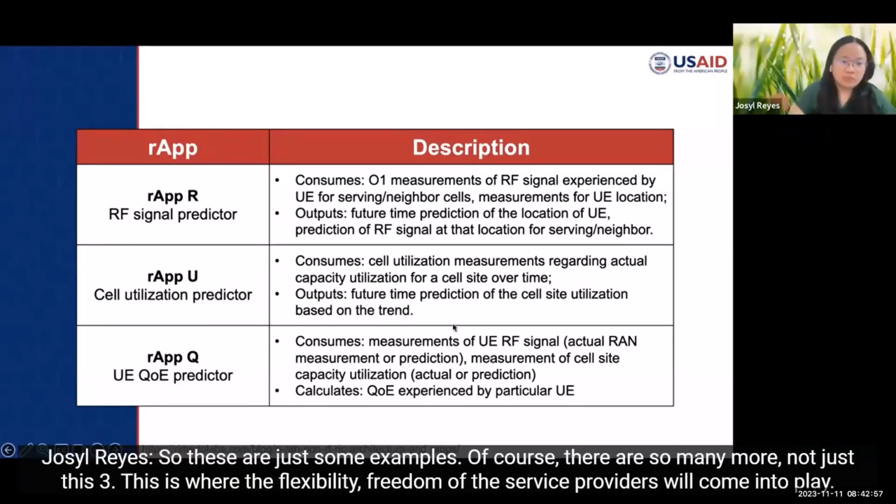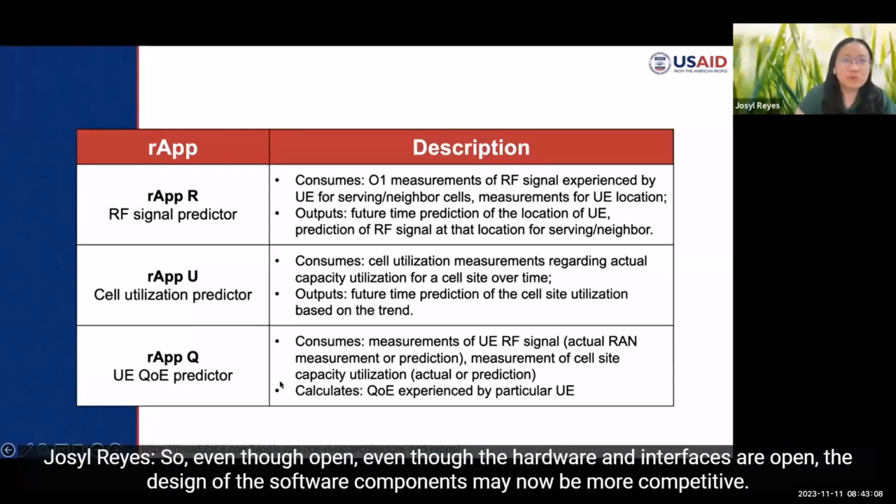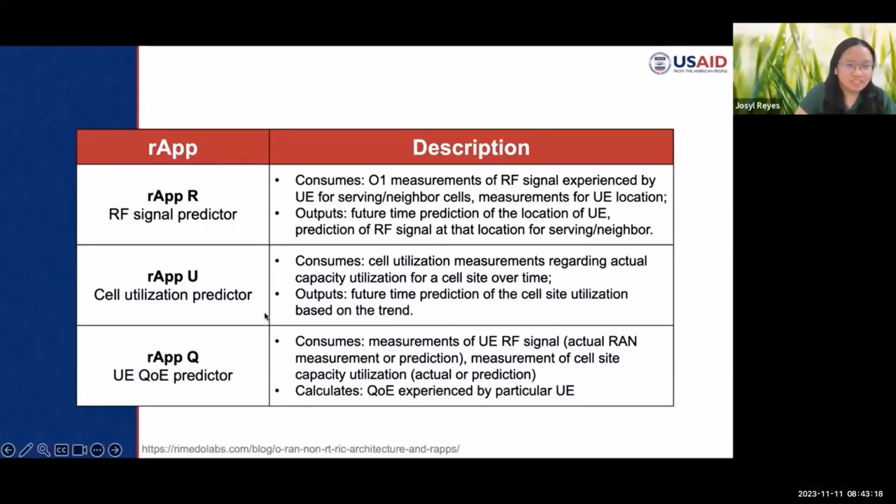Of course, there are so many more, not just these three. This is where the flexibility and freedom of the service providers will come into play. So even though the hardware and interfaces are open, the design of the software components may now be more competitive.